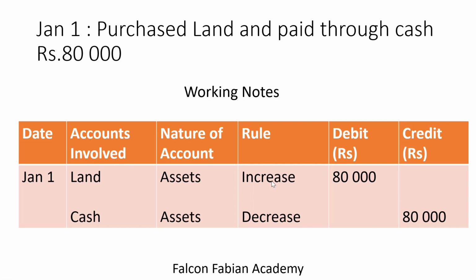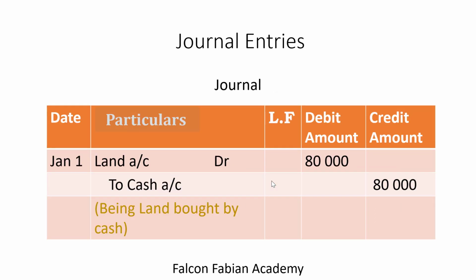Now that we have done the working, let's move ahead and record this in the journal. So just next to the page of working notes, you can draw the format of journal on one page and you can record this entry. So the date is January 1. So what was the structure of a journal entry? First, the debit entry, then the credit entry, and then the narrative. So the account to be debited was land. So land followed by the abbreviation A/C and the word DR just here. And then in the debit amount column, the amount 80,000.